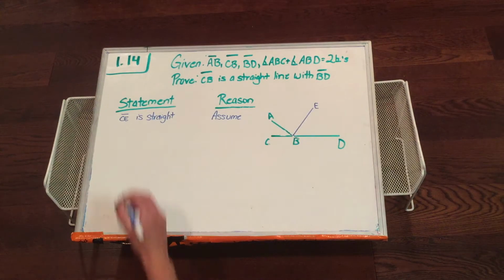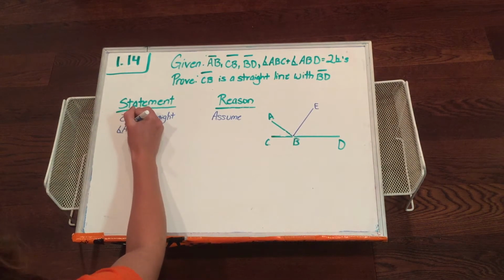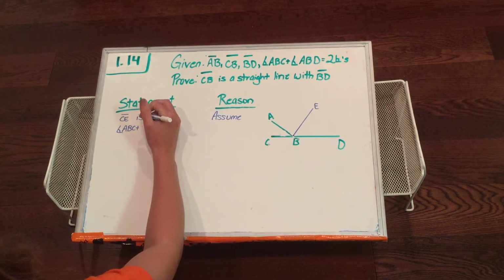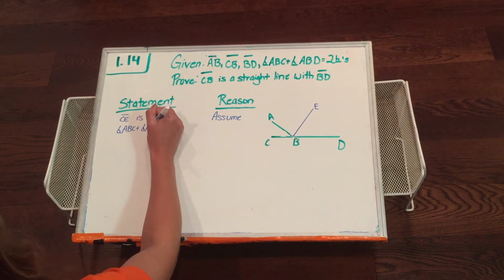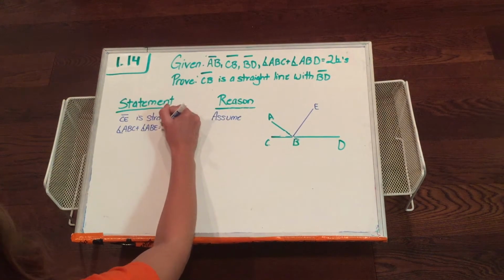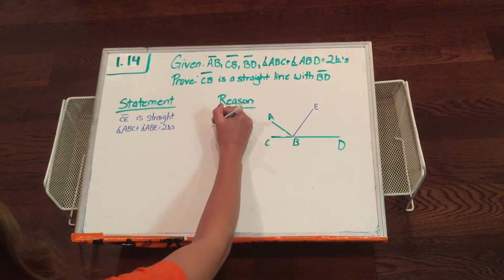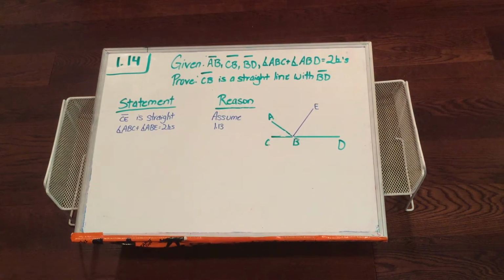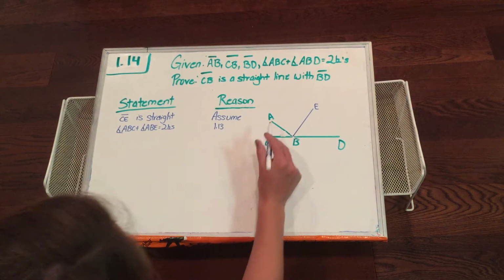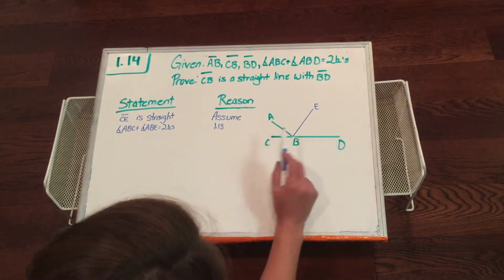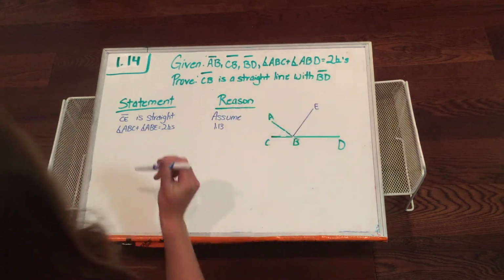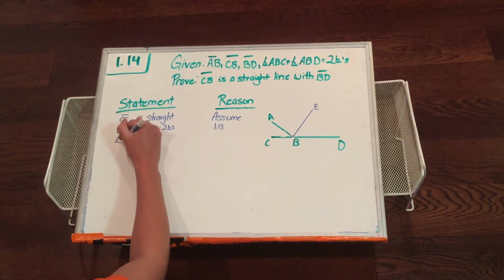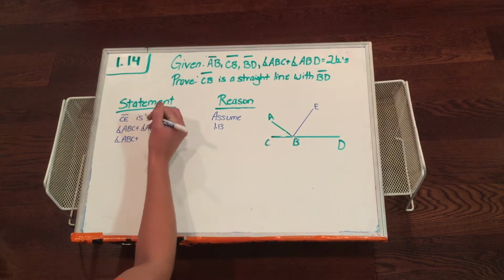Our next step would be to show that the angle ABC plus the angle ABE will be equal to two right angles. And that is because of Proposition 13, which says that if you construct a straight line on top of another straight line, it will make the angles equal to two right angles. And so we already know that angle ABC plus angle ABD is equal to two right angles because that was in our given.